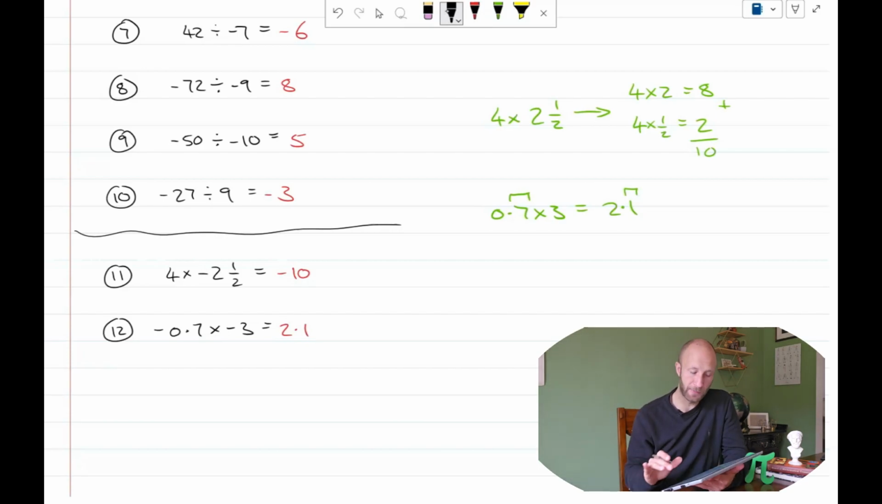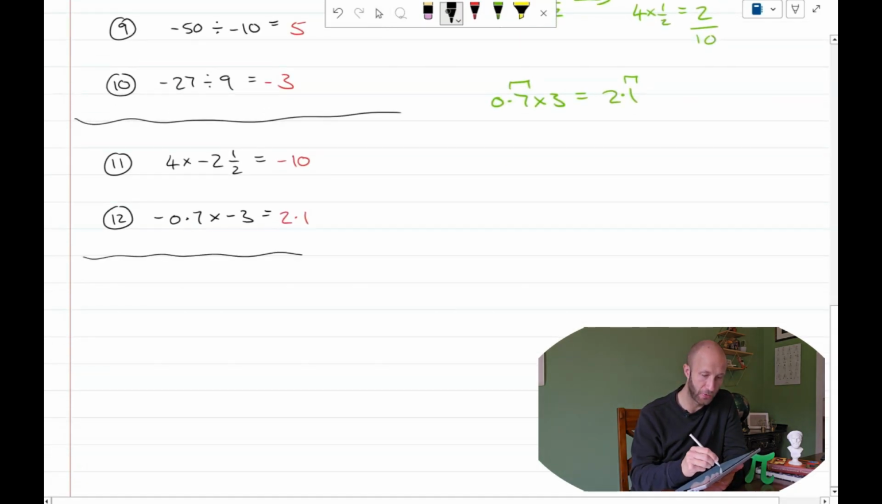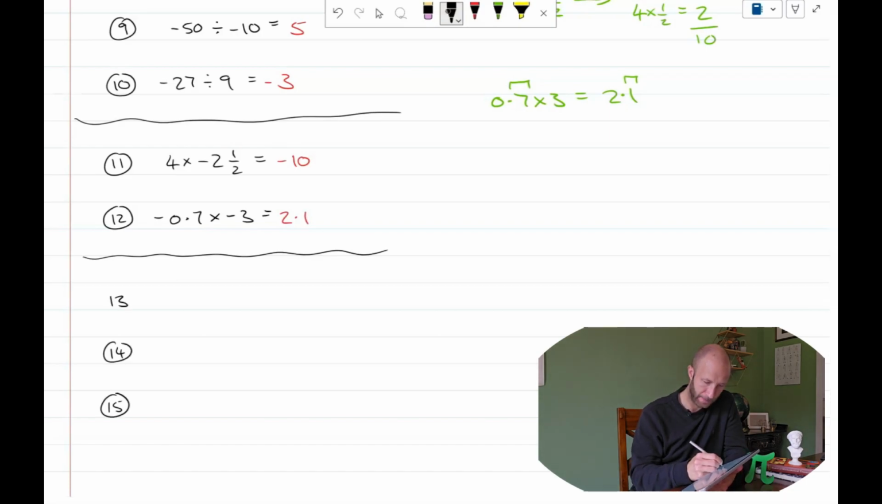And then the last little bit I'm going to look at is what happens if you have more than one kind of calculation to do. So we'll do a couple of questions, 13, 14, and 15, in fact 3 questions, where we have more than one calculation happening. So we have something like 4 times minus 3 times minus 2.